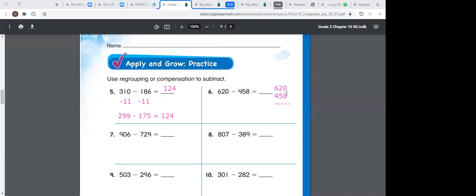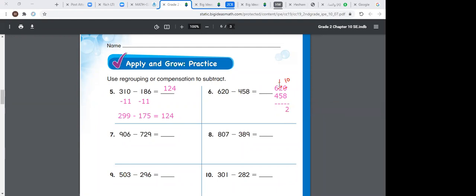0 minus 8 can be or can't be? Can't be because 0 is less than 8. 0 will go to 2 and say, 2, please give me one. Yes, now 2 becomes 1 and 0 becomes 10. Now 10 minus 8 equals what number? 2. 10 minus 8 equals 2.